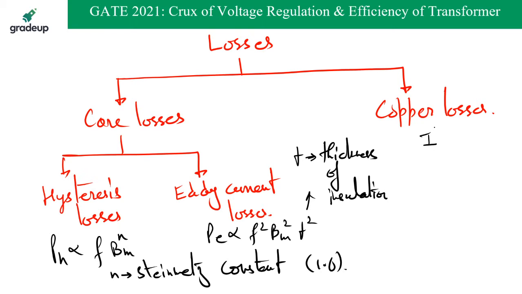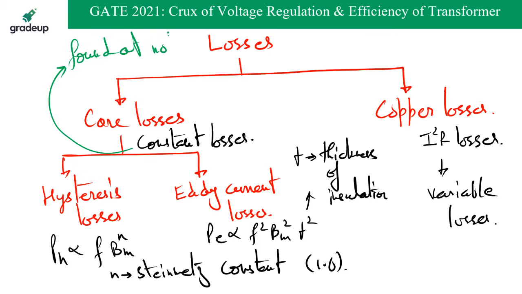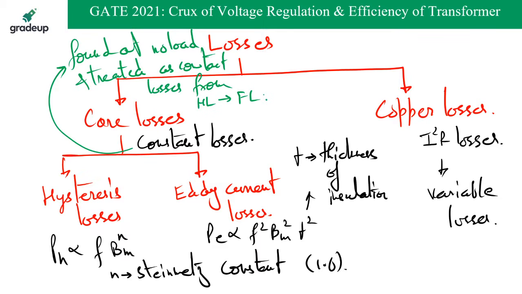If you see the copper losses, these are the I square R losses, and they are defined as variable losses. Core losses we are defining as constant losses. What is the meaning of constant losses? Actually, they are not constant. Some variation is there, but still for the sake of our convenience, we find the constant losses at no load and treat them as constant losses from no load to full load. We are just making our life easy. Otherwise, it is going to be very difficult. Are you able to follow this?